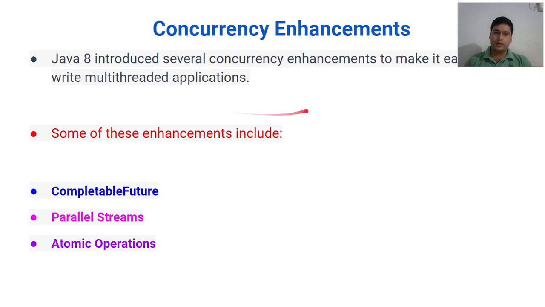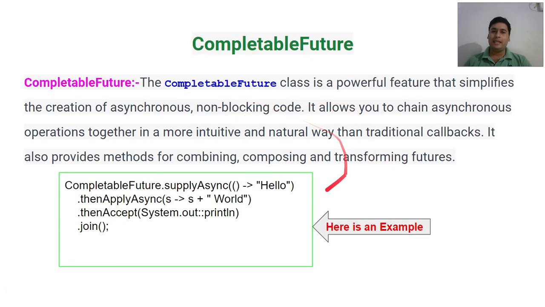Concurrency enhancement for handling multi-threads. It's very difficult with the given core Java, like Thread or the Runnable interface. With that we are not able to handle multi-threading the correct way. So Java 1.8 came up with concurrency enhancements, which are compatible features. Parallel stream, atomic operations. In atomic operations you can see AtomicInteger, AtomicBoolean, AtomicDouble, AtomicReference, whatever classes. Those classes were introduced inside Java 1.8.